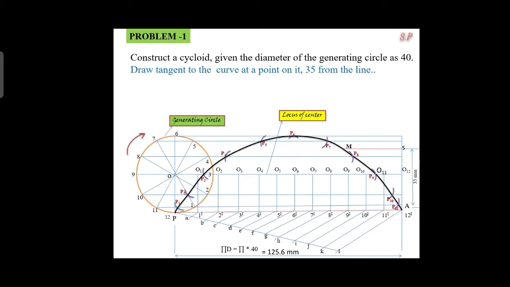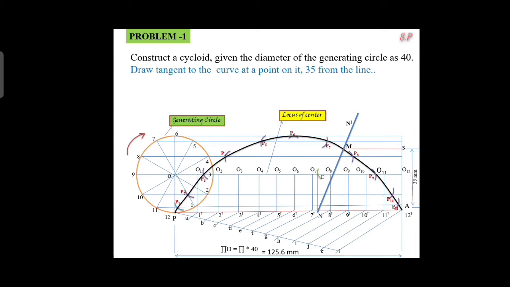Next, M is the center, 20 mm is the radius. You draw the arc on the locus of the center line. That intersecting point is C. Next, you draw a perpendicular line through the point C to the PA line. The perpendicular line meets the PA line at the point N. Now you join N and M. That is the normal line. N and N dash is a normal line.